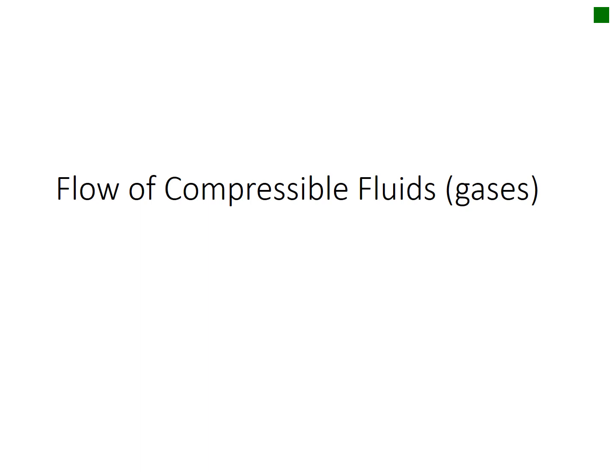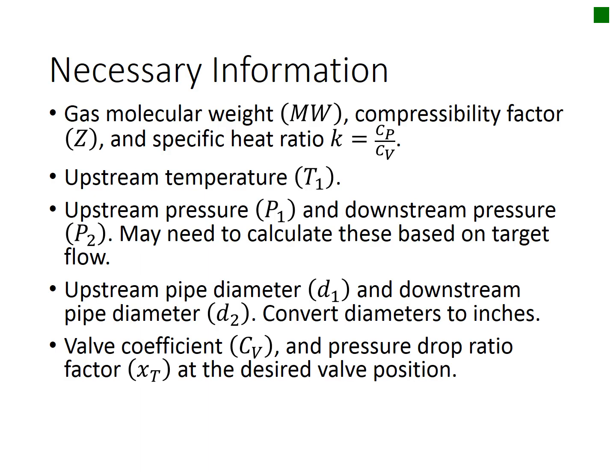Now let's take a look at the flow of compressible fluids, that is gases and vapors. Here we're going to have some information that we're going to need to know. One is the molecular weight of the gas that we have flowing through the valve, its compressibility factor Z. And you can calculate that using compressibility diagrams. If it's an ideal gas, meaning the pressure is moderately low and the temperature is room temperature or above, we can say that Z equals 1.